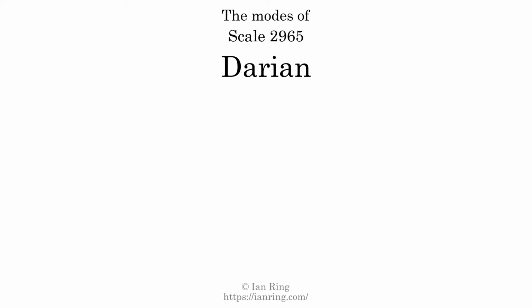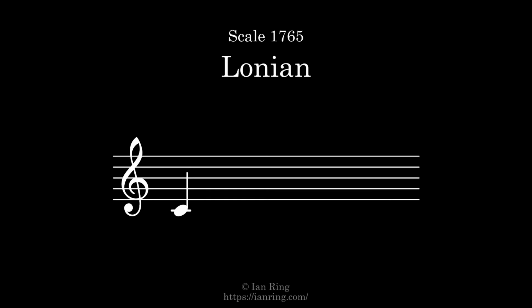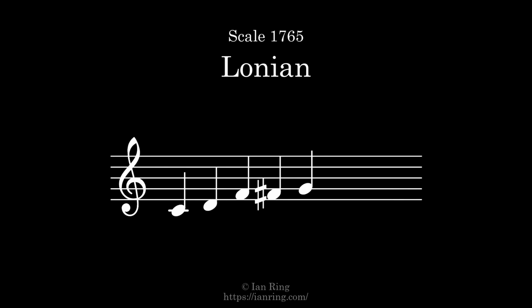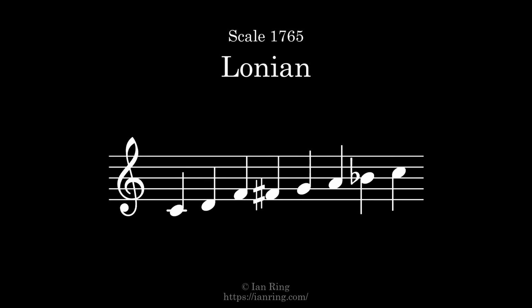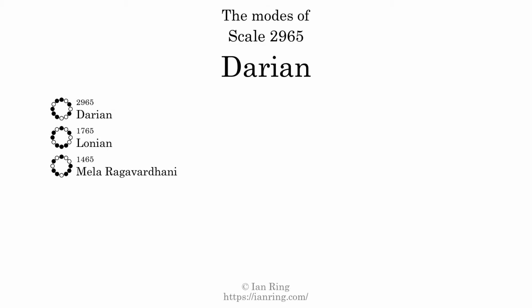This scale has 7 modes. The first mode is itself. The second mode is scale 1765, also known as Ionian. It sounds like this. The third mode is scale 1465, also known as Melakarta Raghavardhani. It sounds like this.